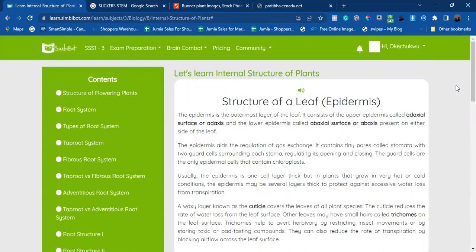Now, the epidermis. We've been talking about measuring epidermis. And I said, anytime you hear the epidermis, just know it's the outermost layer of anything. Anytime you hear about the epidermis of anything, just know it is the outermost layer of anything, all right? So the epidermis of the leaf is the outermost layer of the leaf.